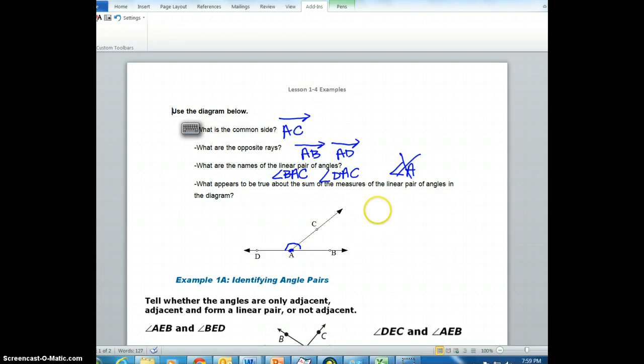What appears to be true about the sum of the measures of the linear pair of angles in this diagram? Well, if we know that these angles form a line, they're a linear pair, we know that they're exactly 180 degrees in a straight angle formed by these opposite rays. Let's go on down and look at our examples below.